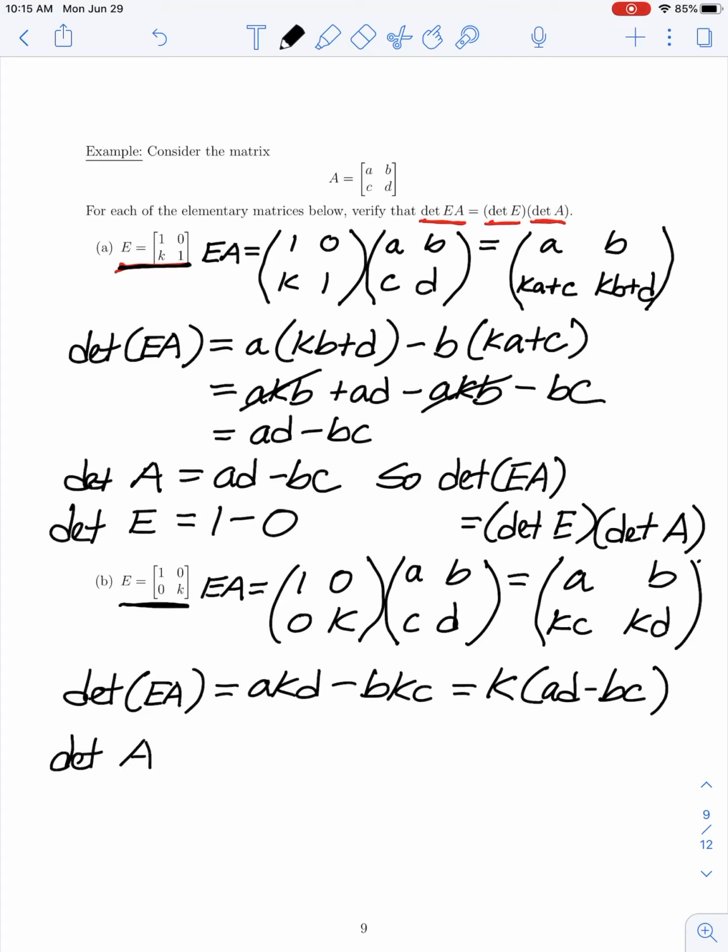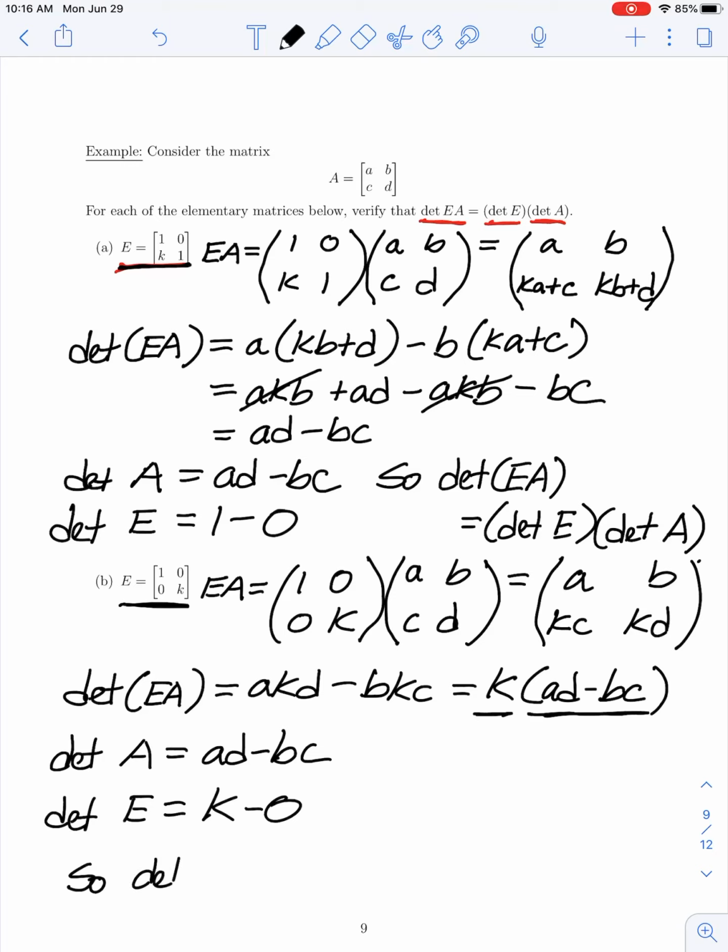Now the determinant of A is equal to, again, ad minus bc, and the determinant of the elementary matrix E that we had in part B was k minus 0, or just k. So again, we see that the determinant of our product, which was k times (ad minus bc), is again equal to the product of the determinants of E and A. All right.